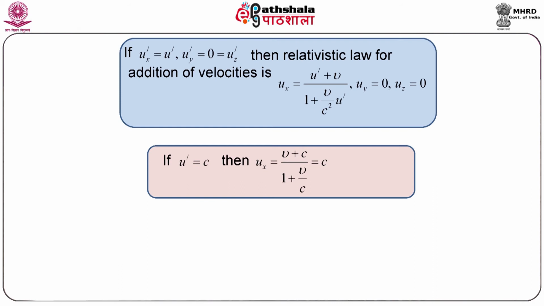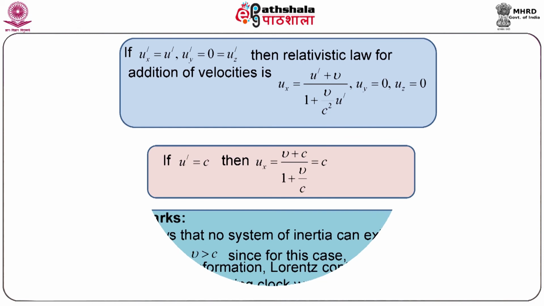If u dash is equal to c, where c is the speed of light, then what happens? Let us test. Putting u dash equal to c here and in the denominator also, we get this quantity. This gives u x equal to c. So, one can conclude that the speed of light or velocity of light remains invariant in different inertial frames. We have already mentioned it. Here we have verified the result.